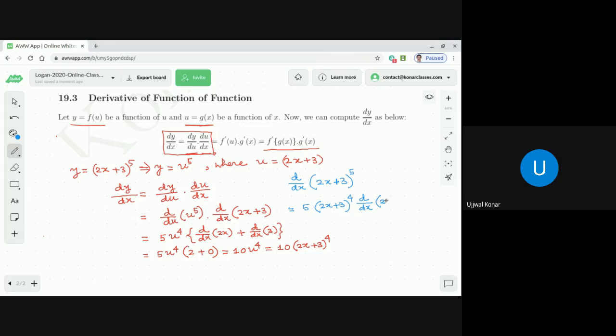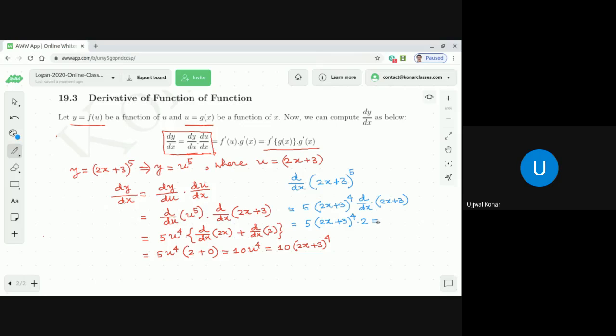Correct or not? Are you getting my point, dear students? So, that is equal to 5 into (2x plus 3) power 4 into d/dx of (2x plus 3), that you can calculate, right? d/dx of 2x is 2, d/dx of 3 is 0, that is 2 plus 0, that is equal to 2. Correct or not?